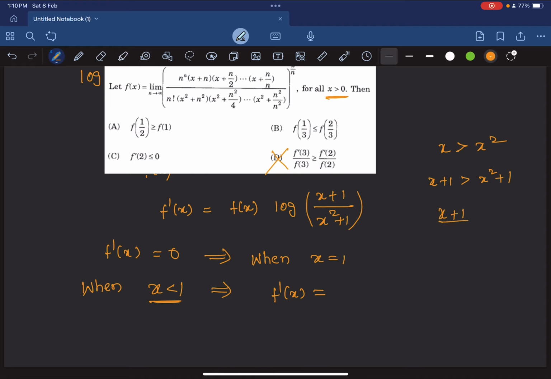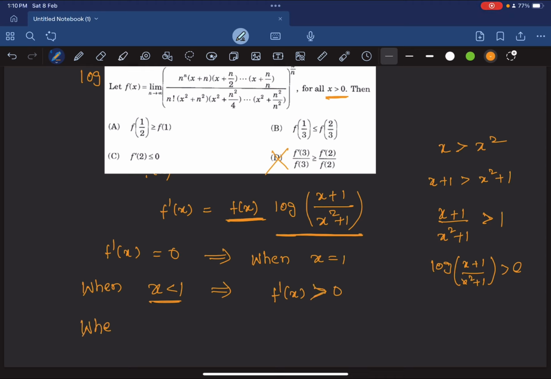So your (x + 1)/(x² + 1) will be greater than 1. If you apply logarithm on both sides, log of (x + 1)/(x² + 1) is greater than log 1, which is 0. So when x is less than 0, this quantity is greater than 0. We already derived at the beginning of the video that f(x) is greater than 0. So this is greater than 0 and this is greater than 0. So f'(x) is greater than 0.